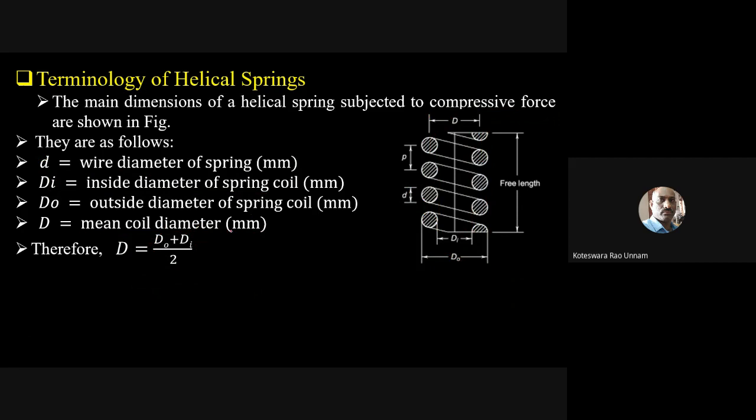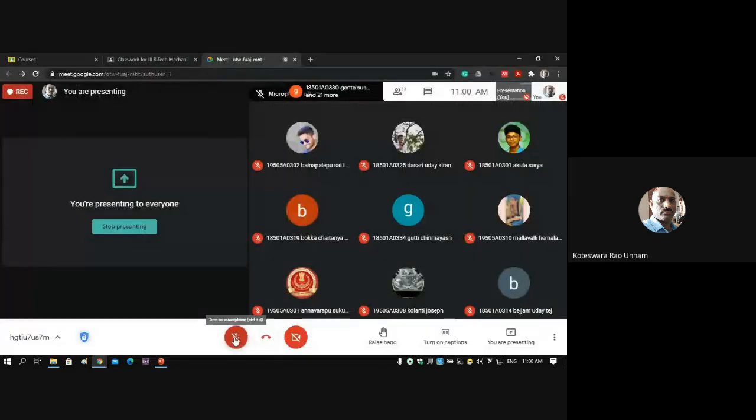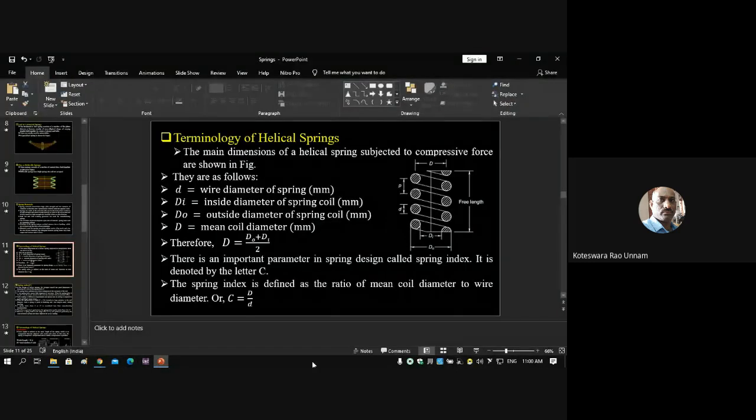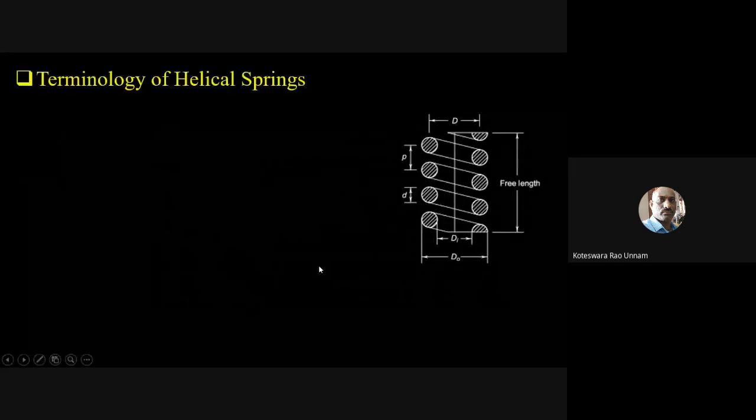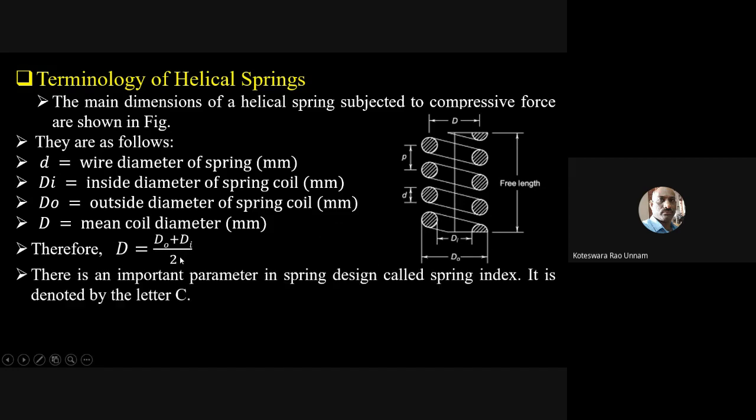Okay, right. So the mean coil diameter is denoted by capital D and is given by the average of the outside diameter and inside diameter. You need to compute the mean coil diameter based on the given data.